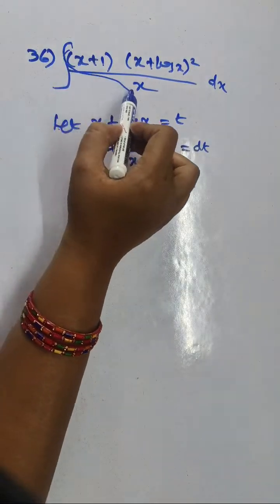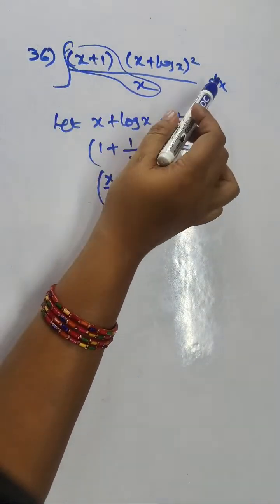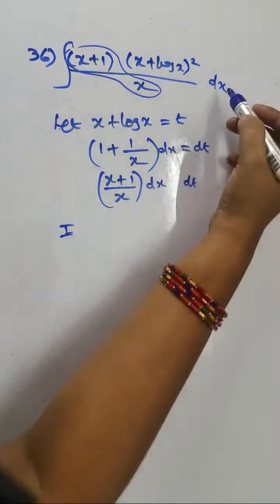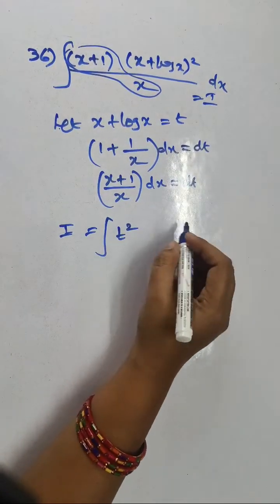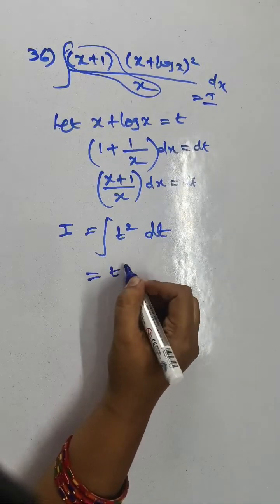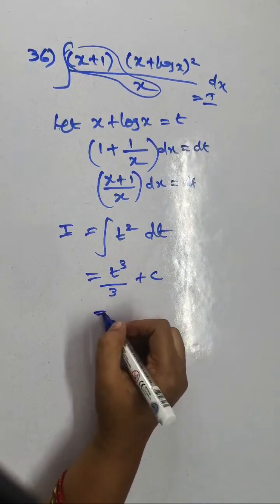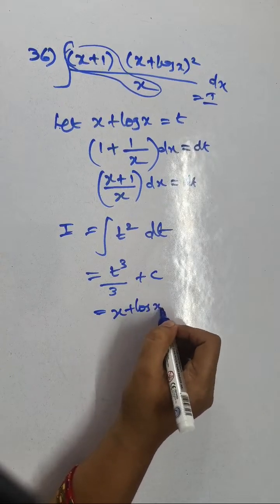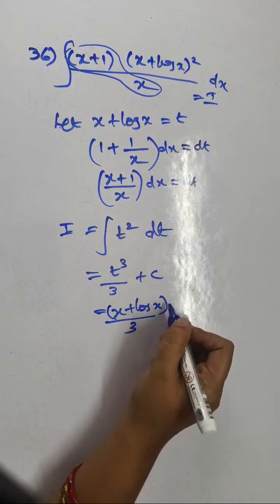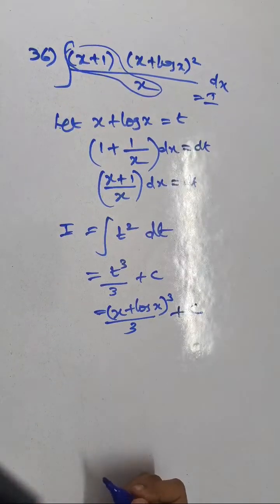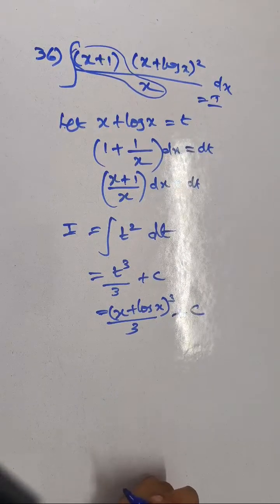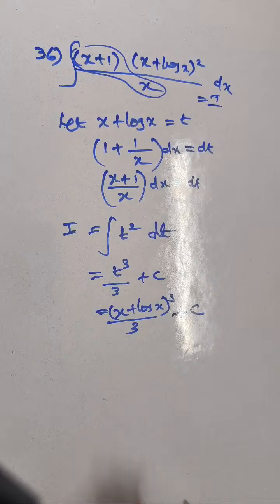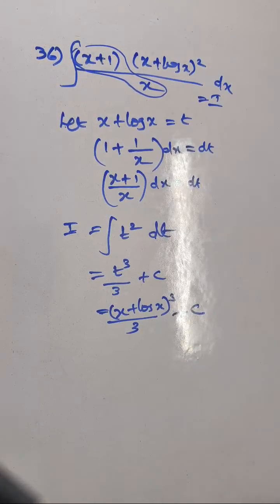That is what we have here. Just rearrange. X plus 1 by x into dx can be written as dt, take this as I as usual. x plus log x as t. So t square dt. That will be t cube by 3 plus c. That is x plus log x the whole power 3 by 3 plus c. This is the required answer. Can we move on to the next question?